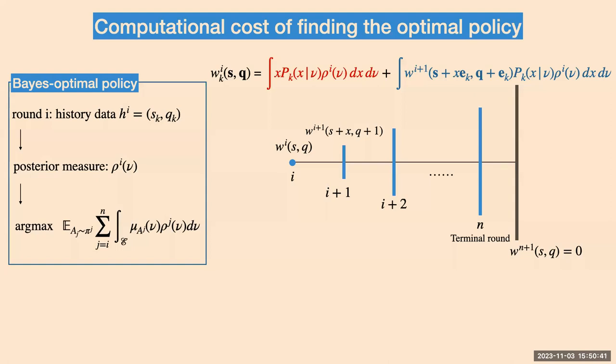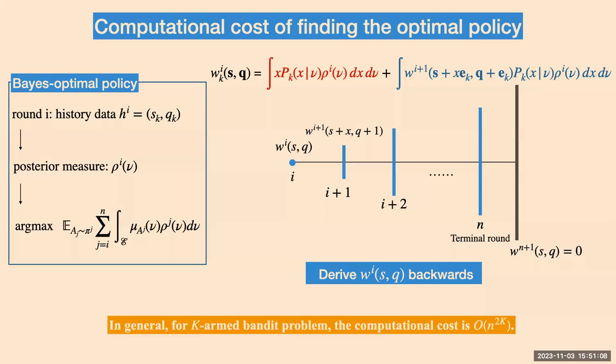Because our horizon is only N, our multi-armed bandit problem ends at round N. So the optimal cumulative reward starting from N plus 1 is always 0 by definition. Okay, so we can derive the value of omega_i backwards. And that's why the computational cost is high, because at each round i, you actually need to derive from N plus 1 backwards. And that's why the computational cost is N^2 H^2 K.